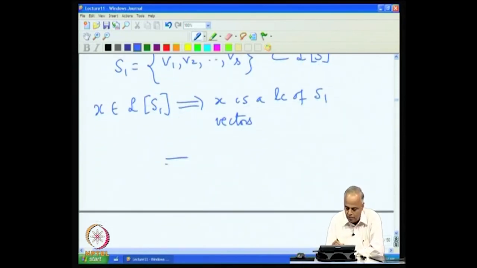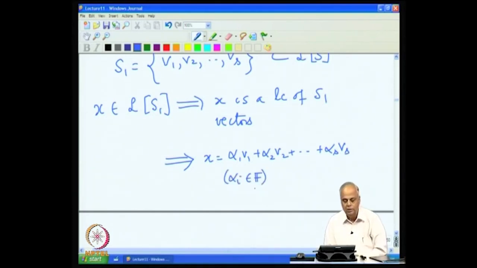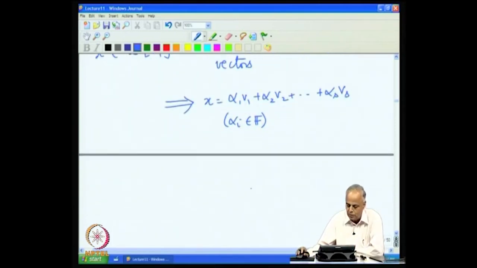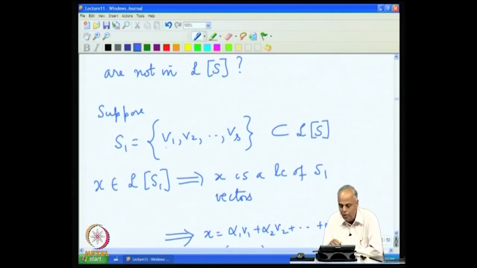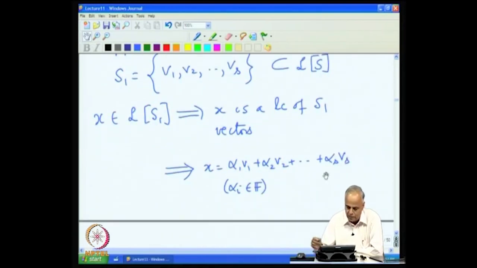What does that mean? That means we can write X as alpha 1 V1 plus alpha 2 V2 plus up to alpha s Vs, where these alpha i's are all in F. This is because S1 consists of these vectors V1, V2, Vs, and X is a linear combination of these vectors. But now, where is this V1? V1 is sitting inside LS, but LS is the set of all linear combinations of S vectors. So, V1 is sitting inside LS. Anything in LS is a linear combination of S vectors. So, V1 is a linear combination of S vectors. Similarly, V2 is a linear combination of S vectors. Vs is a linear combination of S vectors.